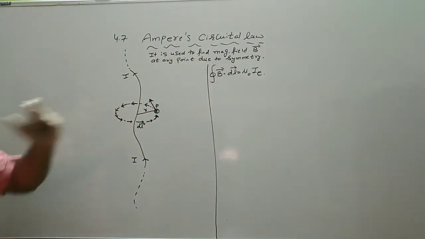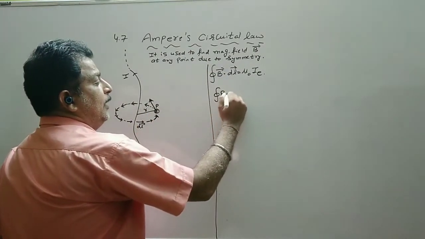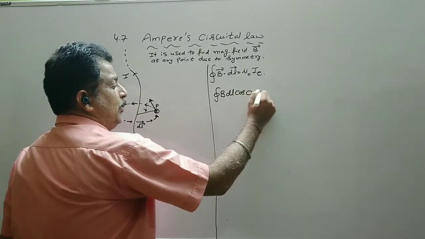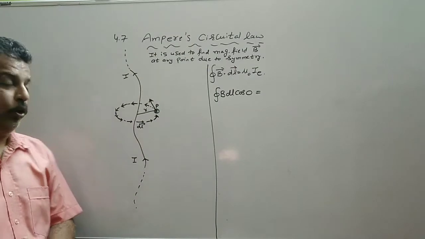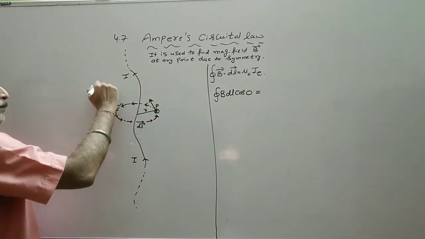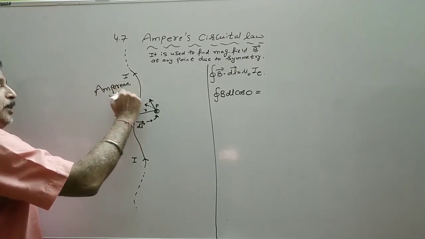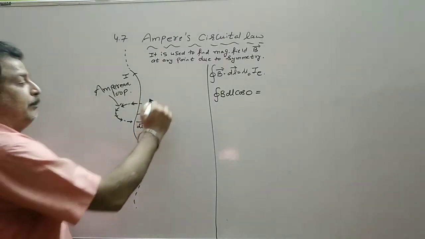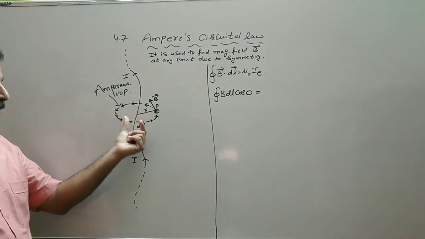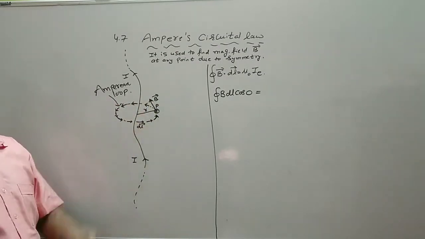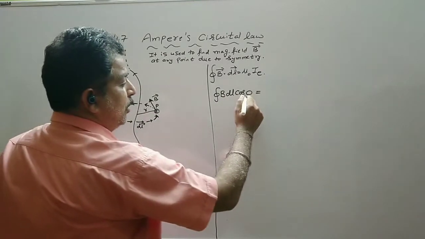Now we apply Ampere's Circuital Law. So I will write this as B dl cos 0. This is the advantage of Ampere's Circuital Law, or the advantage of an Amperian loop. We talked earlier that the Amperian loop should be chosen in such a way that the B vector is tangential or normal. Here we have taken the Amperian loop in such a way that B is tangential. So the angle becomes 0.